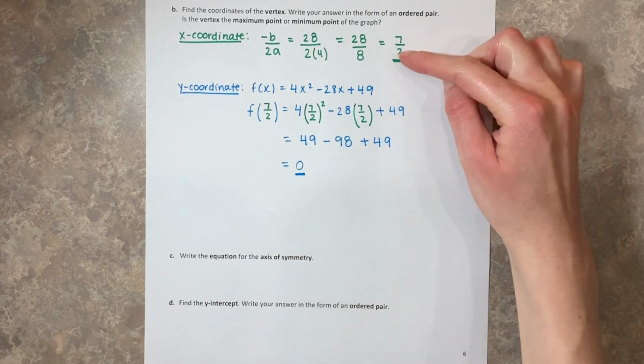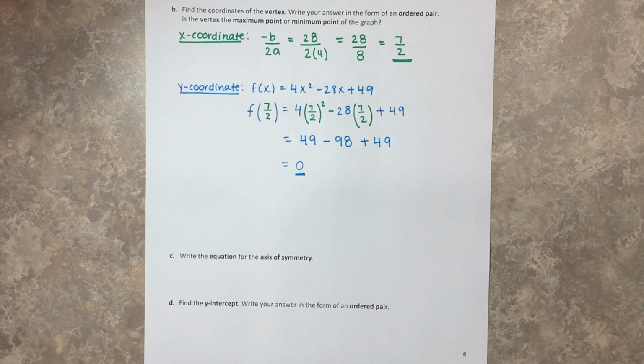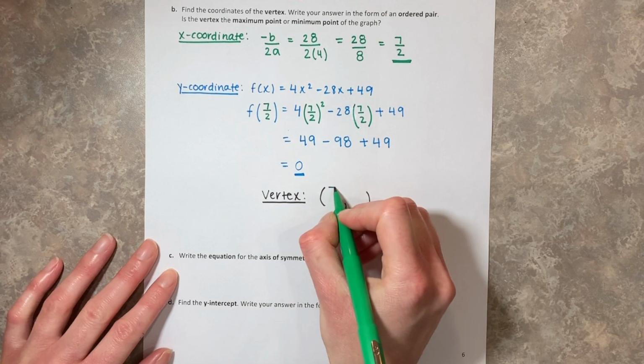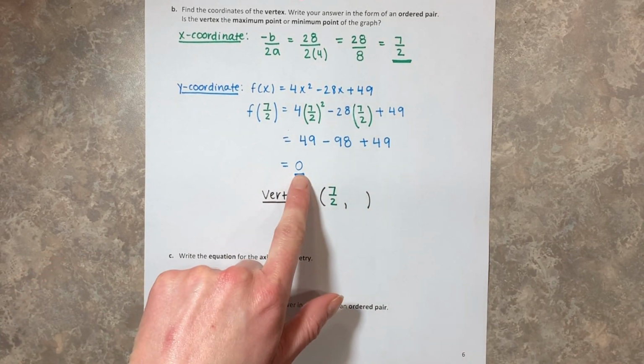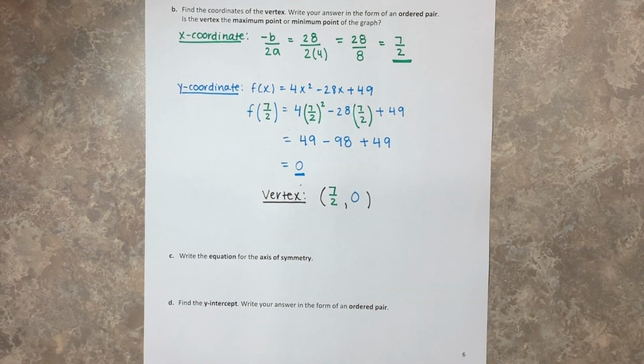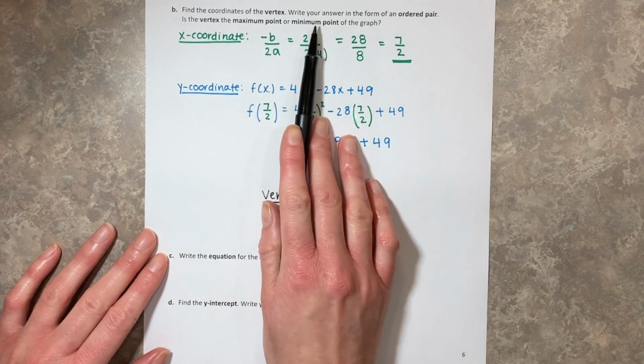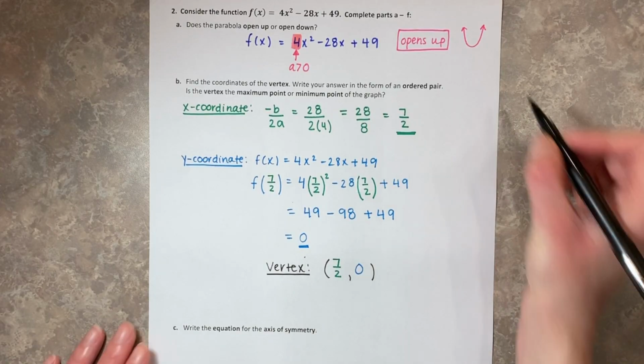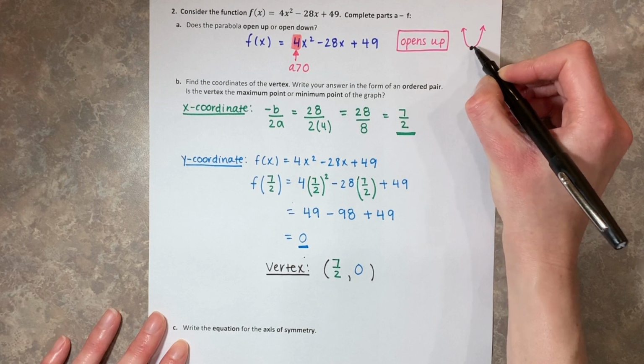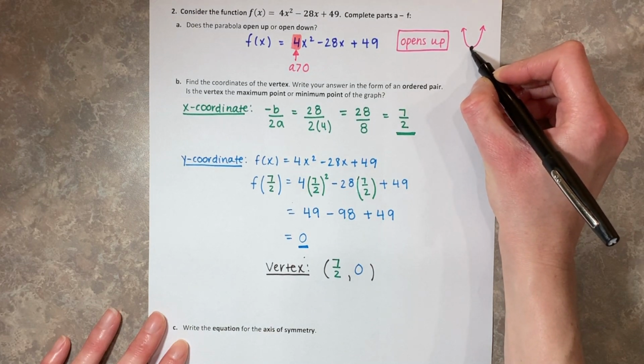So we've now found the x and the y coordinate of our vertex. Let's write our vertex as an ordered pair. The x coordinate of our vertex was 7/2, and the y coordinate of our vertex was 0. And we'd also like to state here if the vertex is a maximum point or a minimum point. If we look up here, since we determined that our parabola opened up, that means our vertex is the bottom, or the minimum point.